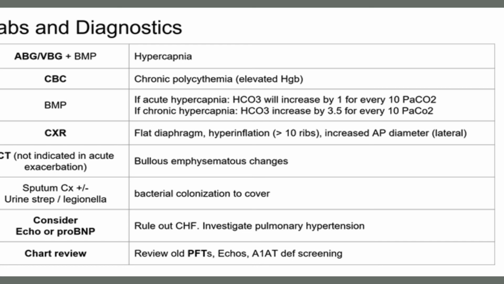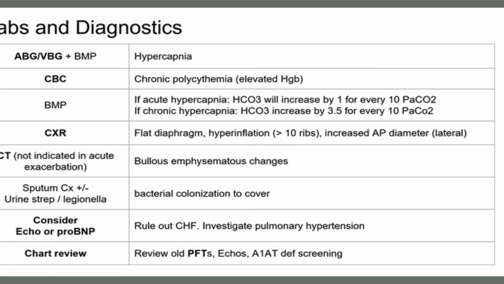Other things that we often do, things like sputum culture, urine strep, and Legionella. Not a lot of evidence behind these, but this is a way to check for other bacterial colonization that might need to be covered by antibiotics. And then also considering an echo or pro-BNP during the admission if you think that the patient might have congestive heart failure and that this is shortness of breath from a heart failure exacerbation. This is also a good way to further investigate if there's signs of pulmonary hypertension or right heart strain.